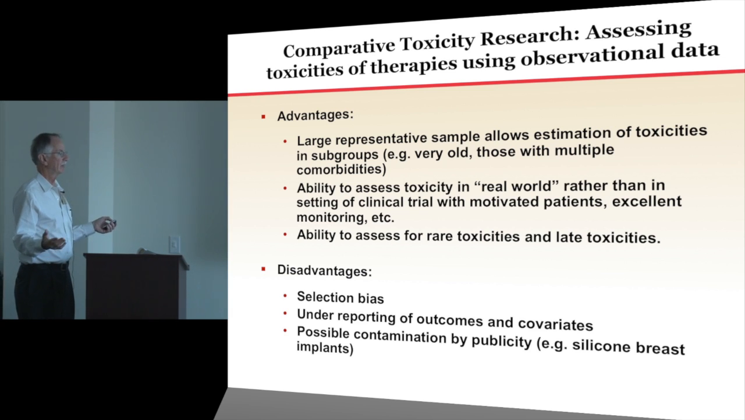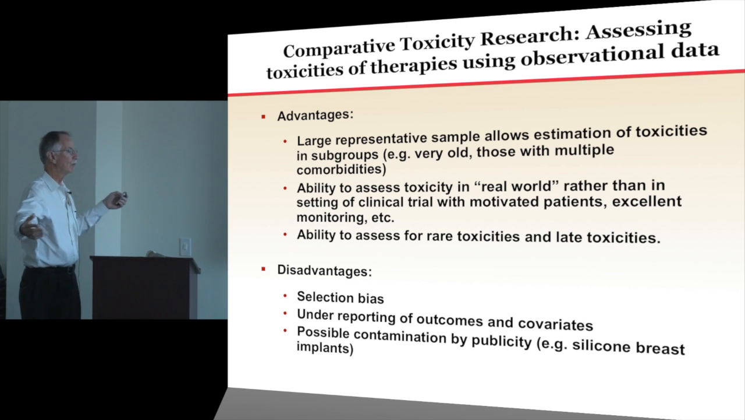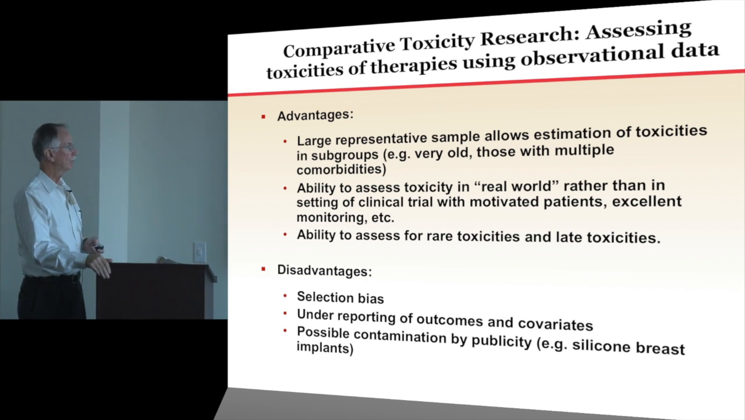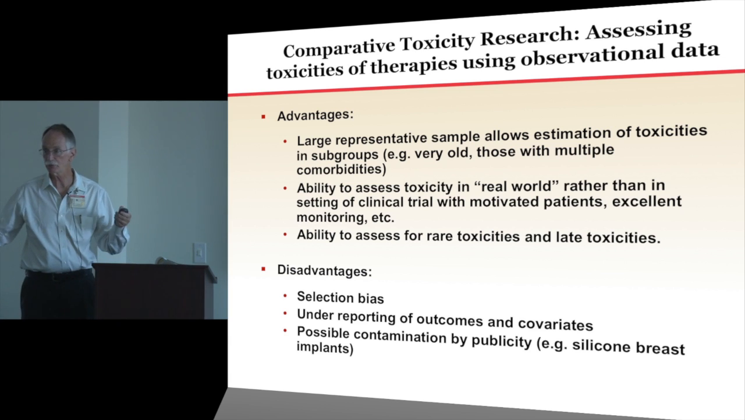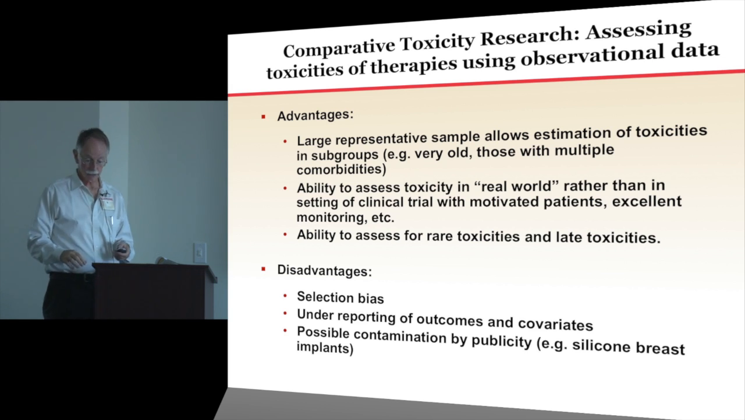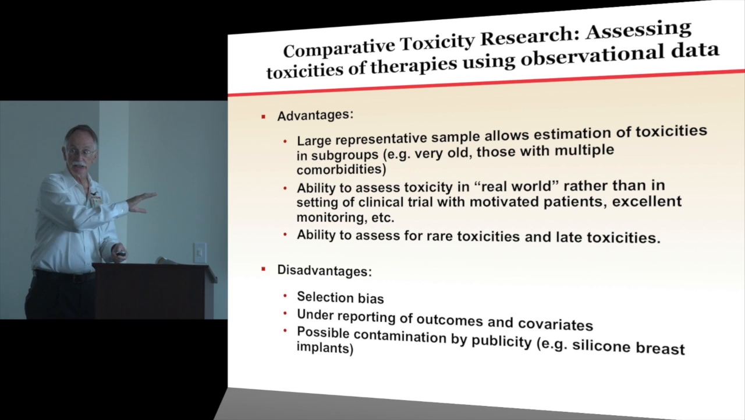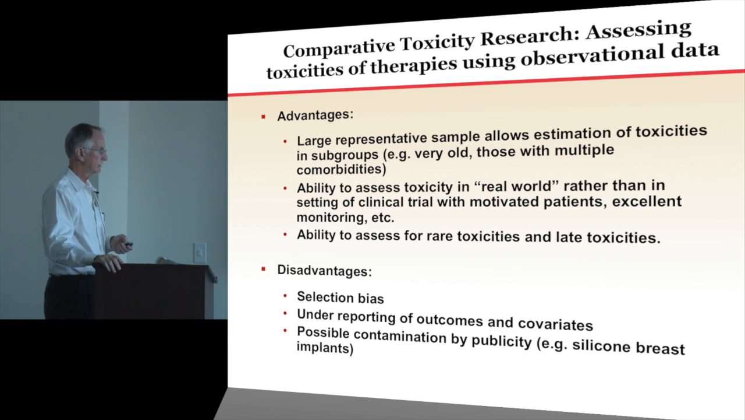It's a real world sample. It's people with all sorts of different comorbidities. It's 95-year-olds and 65-year-olds and all that. And if you're looking for a rare toxicity or a late toxicity, it's definitely the way to go. If it's a rare toxicity, you've got a huge denominator. And so you can see rare toxicities. And late toxicities, you can follow these people out for maybe 10 years and see their late toxicities.